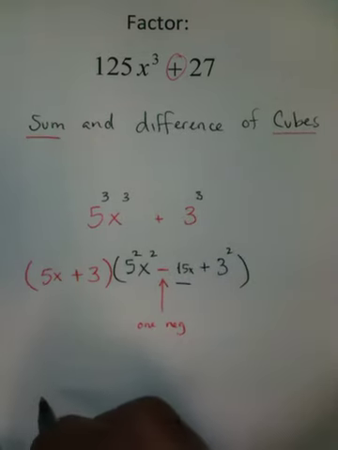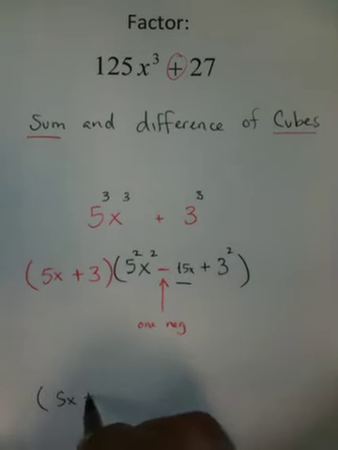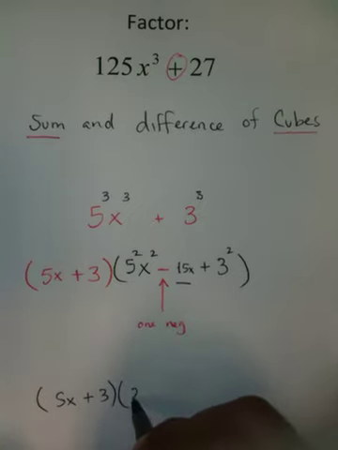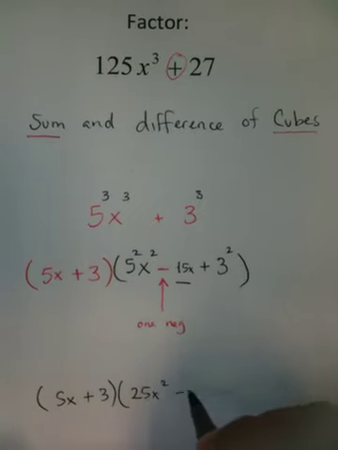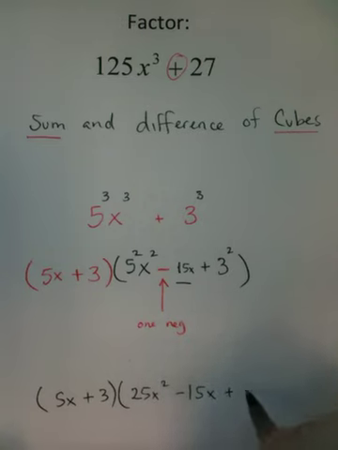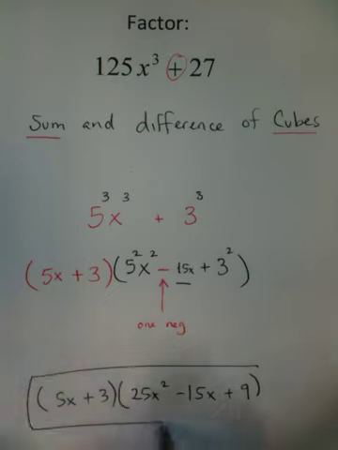Your formal answer should be written like this. 5x plus 3, 25x squared minus 15x plus 9. And that's how you factor that binomial using the sum and difference of cubes.